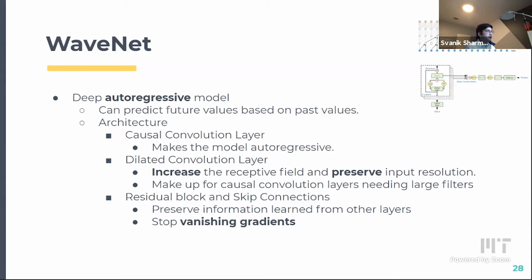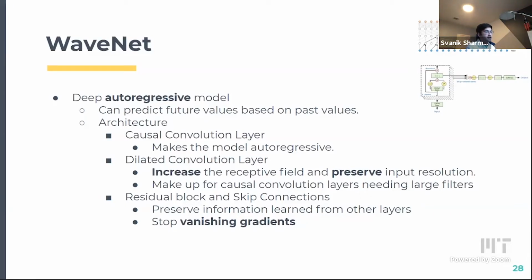The next layer that is very important for this model is the dilated convolution layer, which basically increases the receptive field of the model without actually increasing the kernel size. It also preserves the audio input resolution, so future layers can basically use the audio as is from previous layers.